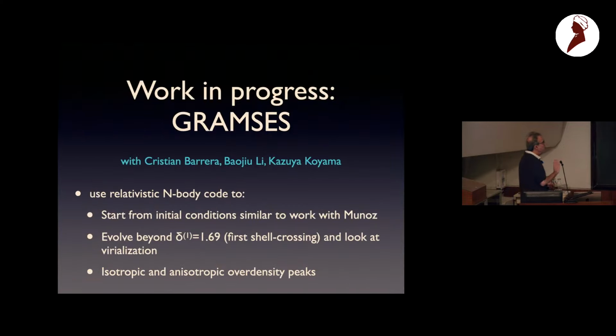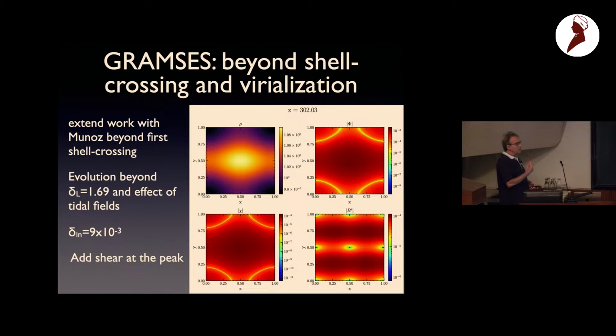Right, let me finish with a quick overview of work in progress. This is again with Gramsci's, again with the full GR N-body code, well, with this approximation. And now the idea is, let's try to repeat with this toy model what was done with the fluid code, but with particles. In this way, we can go beyond the first shell crossing and try to see the effect of tidal fields and the virialization. And again, here is the density field at the initial time.